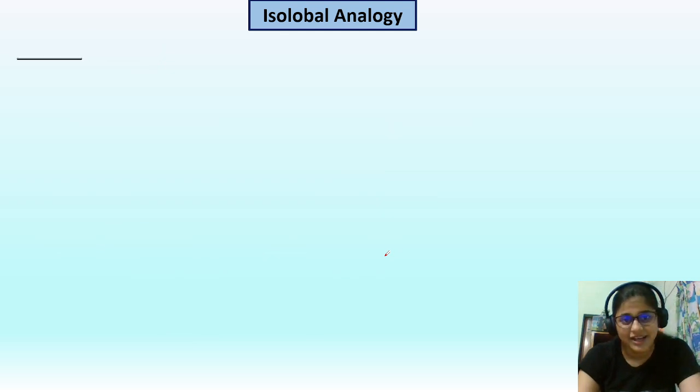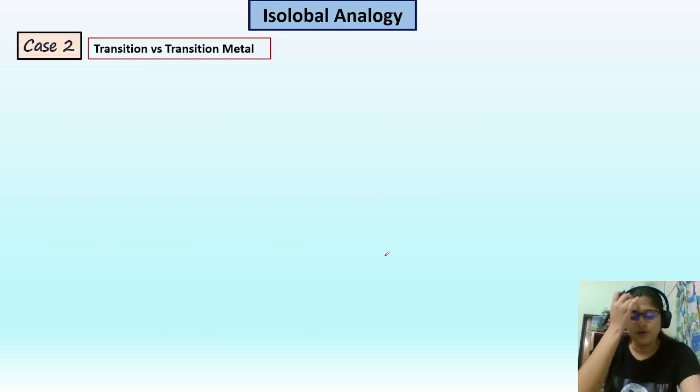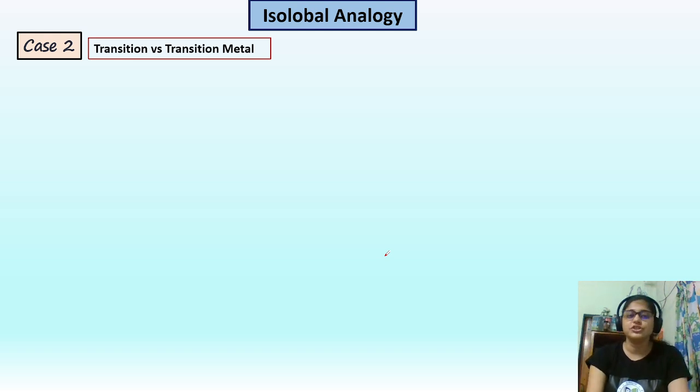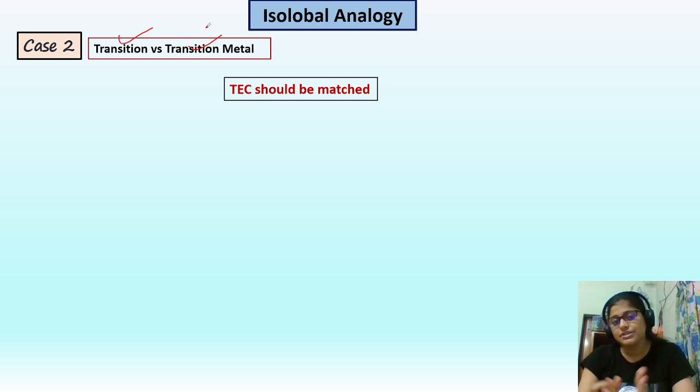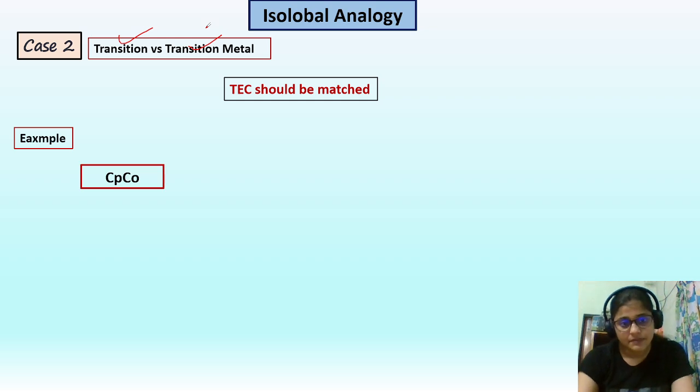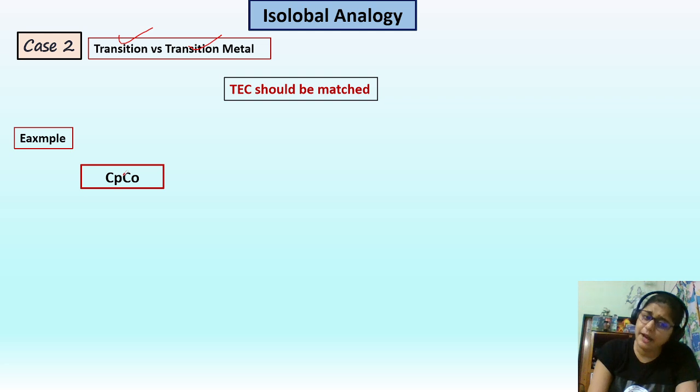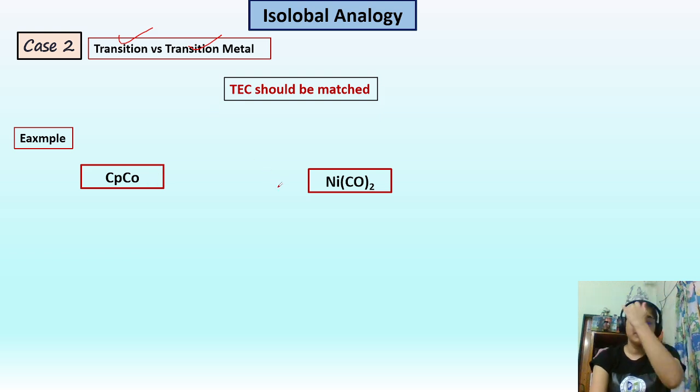example. Okay. So now coming to case 2. Transition metal versus transition metal. No complications are there. We only have to calculate the total electron count, and this should be matched with the other one, because both of the compounds have a transition metal. For example, let's say CpCO. This is a fragment. The fragment is given only here. And the second one is this one. Both having a transition metal.